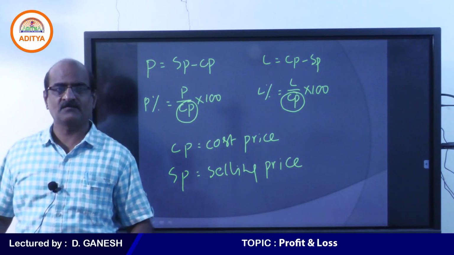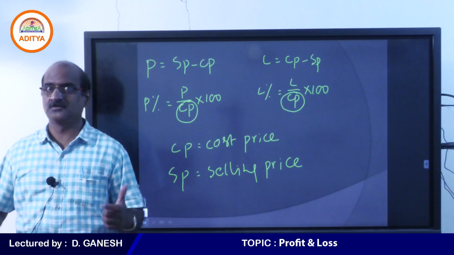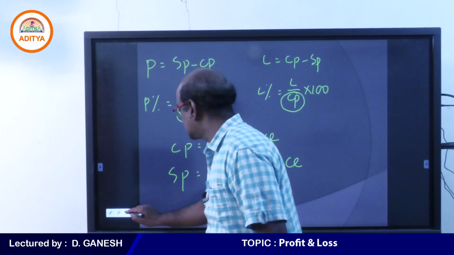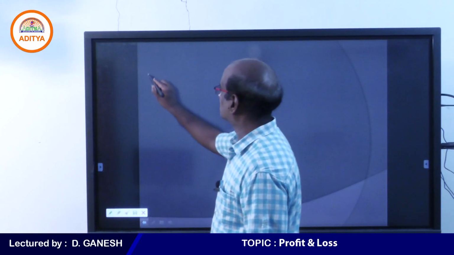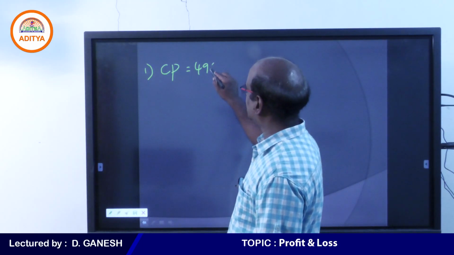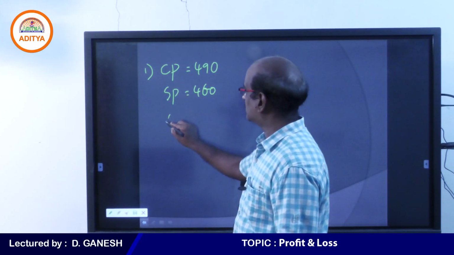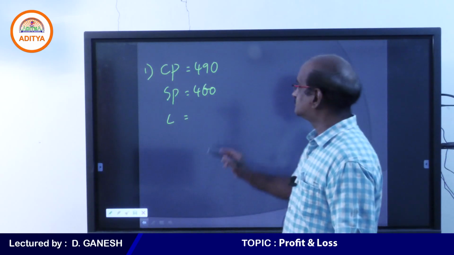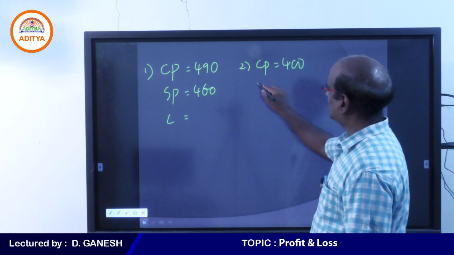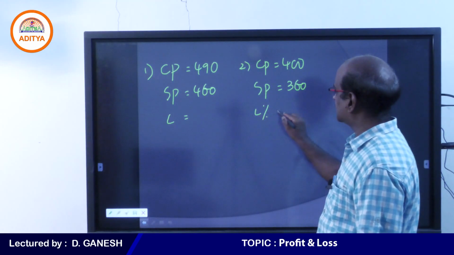Students, now I think you are confident about profit and loss percent. I hope you are ready to answer this particular exercise. Let me see how you are answering this. Okay, now please write down. Here is the question. Number 1, please go ahead. An article which was actually bought for 490 rupees was sold for 460. Can you tell me what was the loss? Question number 2. An article which was actually bought for 400 was sold for 360. Can you tell me what is the loss percent?